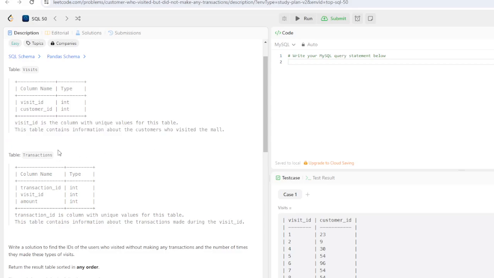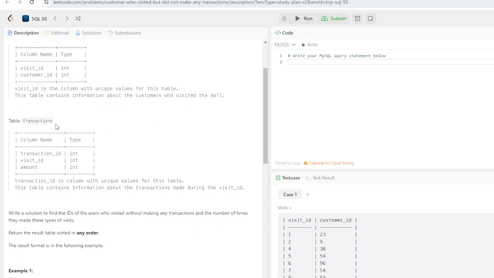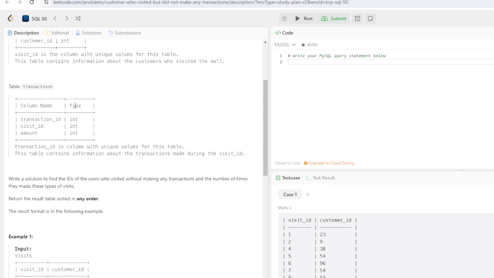Okay. And then we have another table, that is transactions table, where I have three columns and the data type of those three columns is integer. We have transaction ID, visit ID and the amount. So transaction ID is a column with unique values for this table, meaning that this transaction ID is the primary key column for this transactions table. Now this table contains information about the transactions made during the visit ID.